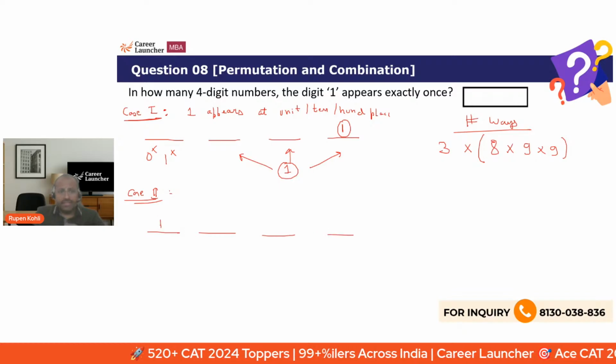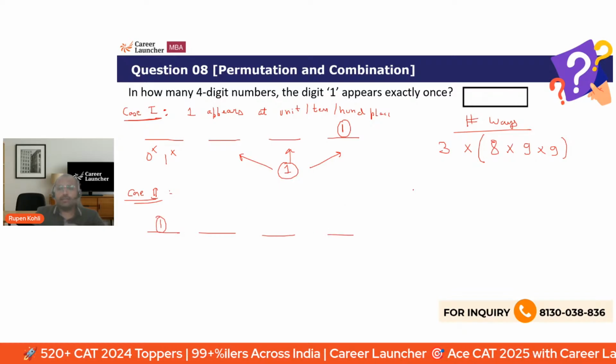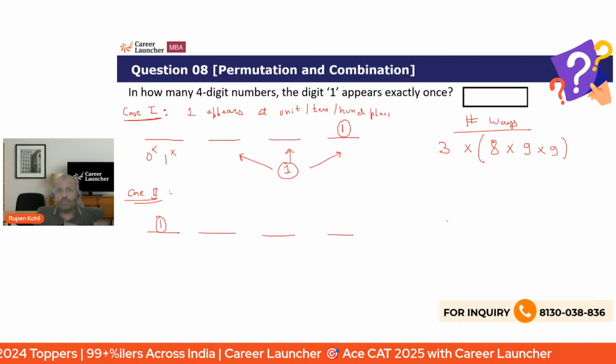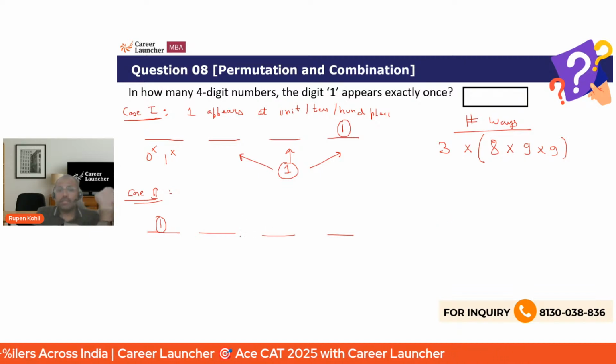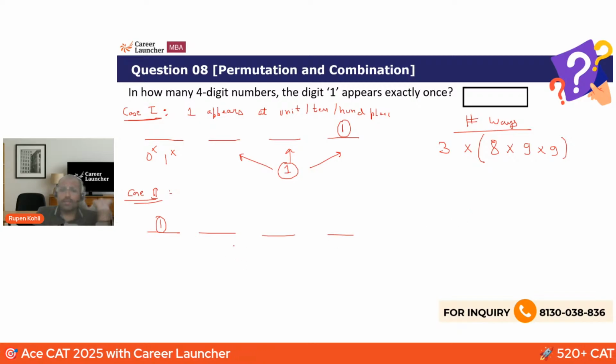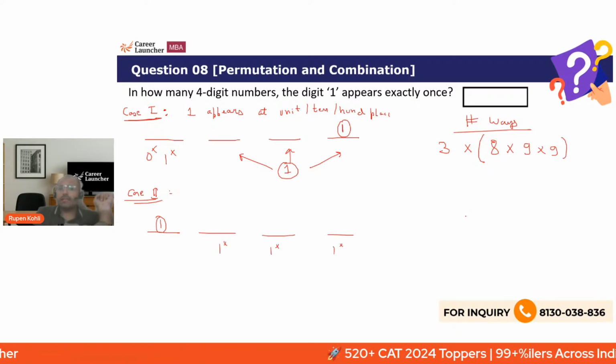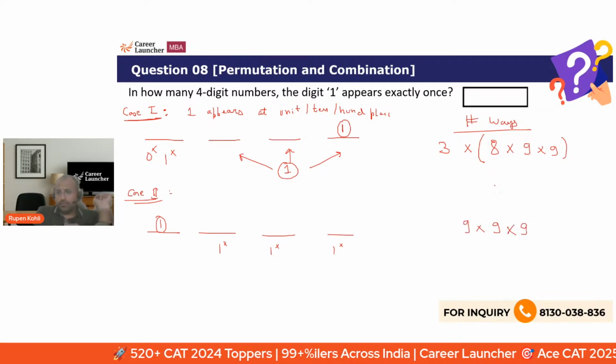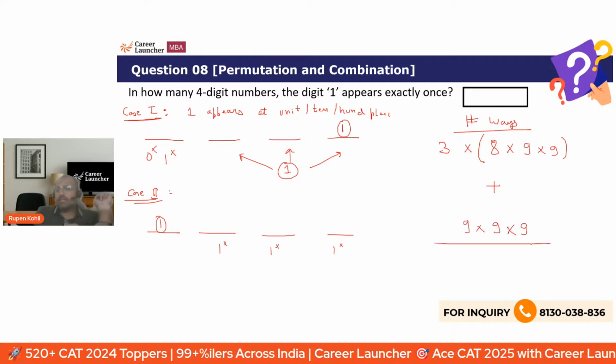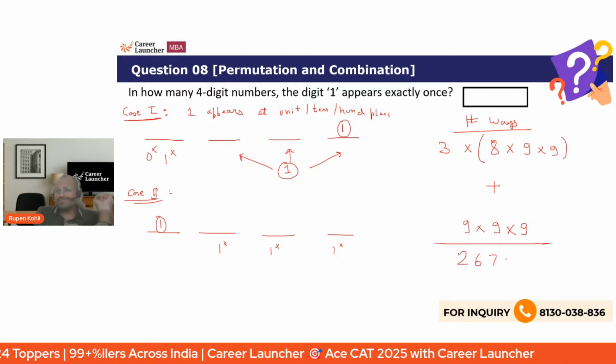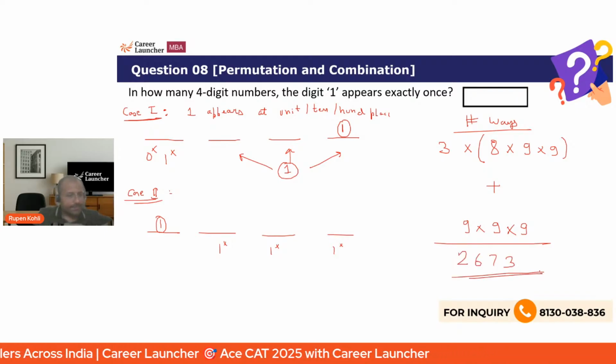So we are fixing it here only, and right, so that is done, right? Nothing needs to be done for the thousands place. The other three places will have absolutely no restriction, except that one can't come over there. So each of these three places will have simply 9 ways. So 9 into 9 into 9, right? So you just multiply and add, you get your answer, which is 2673, right?